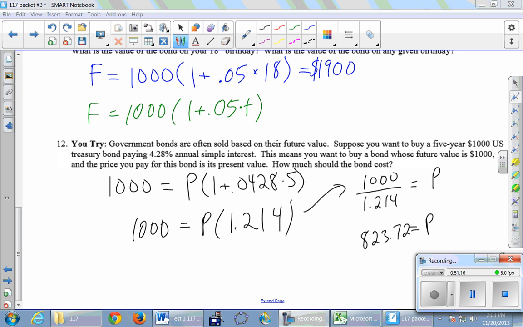Okay, so $823.72. You put that in today. 5 years from now, you take it out, you get $1,000. Okay, that's how they work.